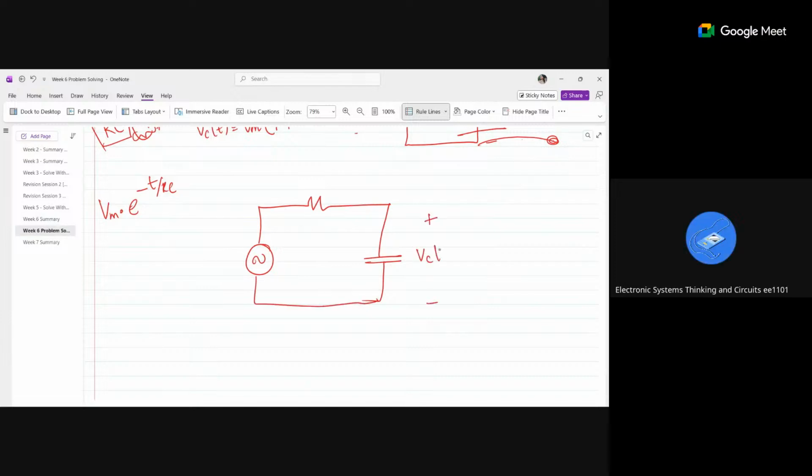We found Vc of t, no? That is nothing but Vm (1 minus e power minus t by RC). And this one is Vm, the step input. And this one is V in of t.